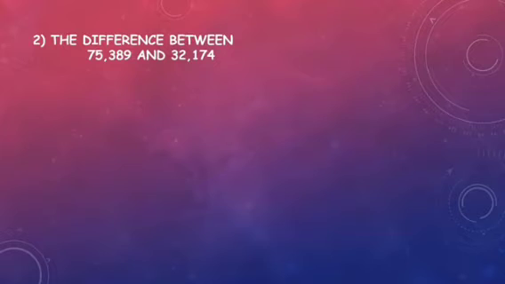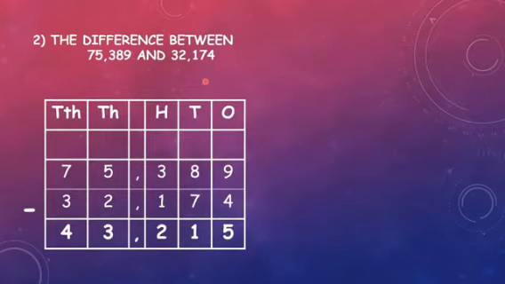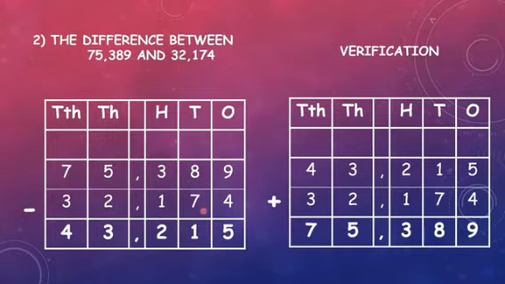The difference between 75,389 and 32,174. You need to calculate the difference between these two numbers. Here 75,389 is minuend, 32,174 is the subtrahend. Place it in the place value chart and start subtracting. 9 minus 4 is 5, 8 minus 7 is 1, 3 minus 1 is 2, 5 minus 2 is 3, 7 minus 3 is 4.